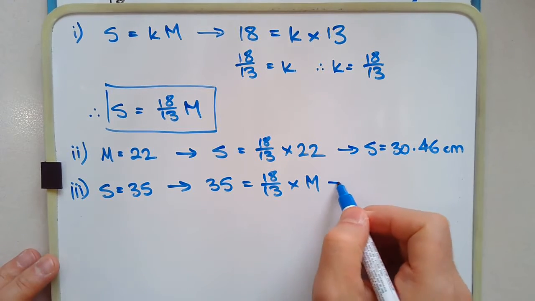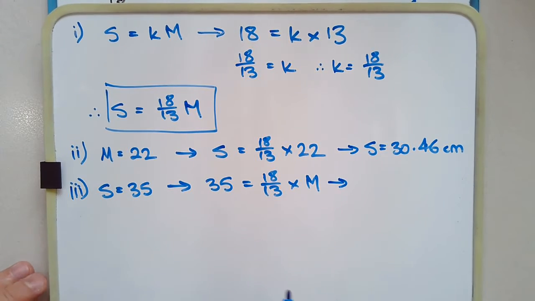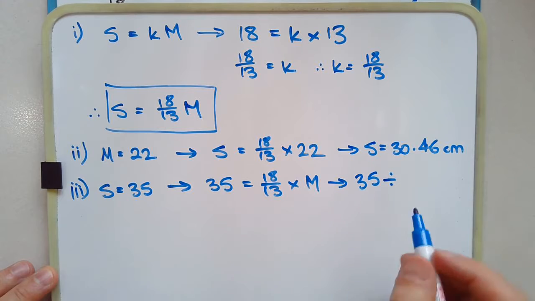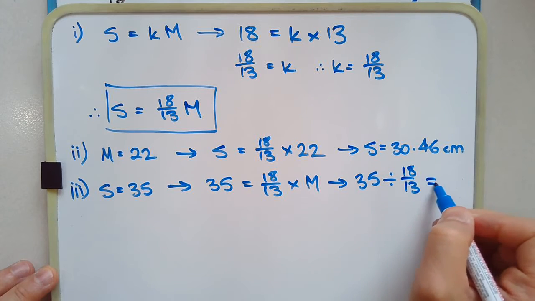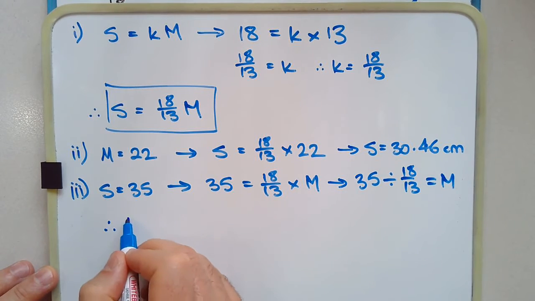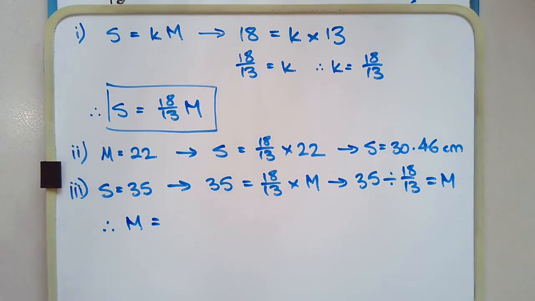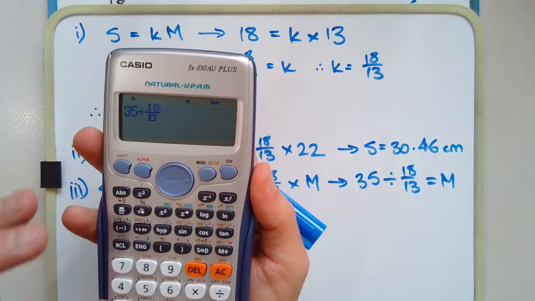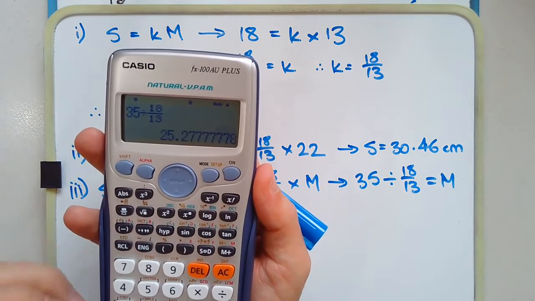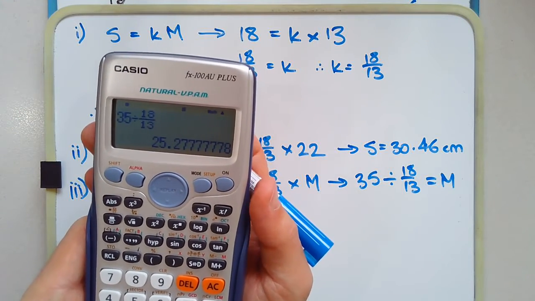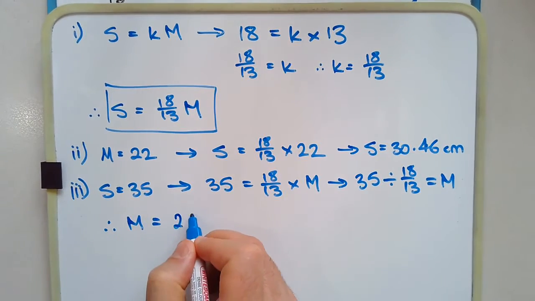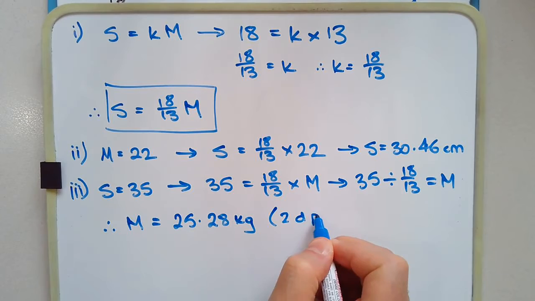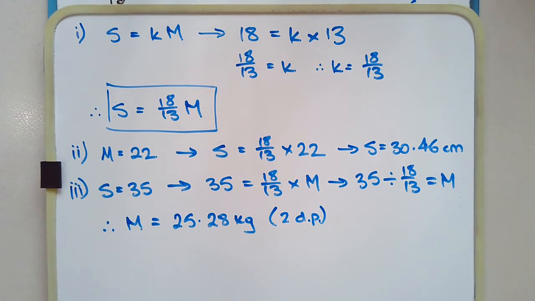So we're going to divide both sides by 18 on 13, so 35 divided by 18 over 13 equals M. Therefore M is equal to, let's work that out now, 35 divided by 18 over 13, and we get 25.2777, or 25.28 kilograms, corrected to two decimal places.